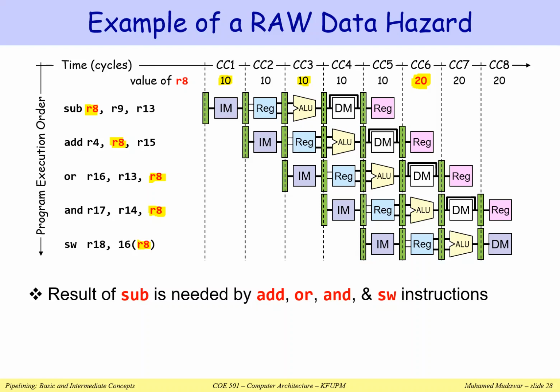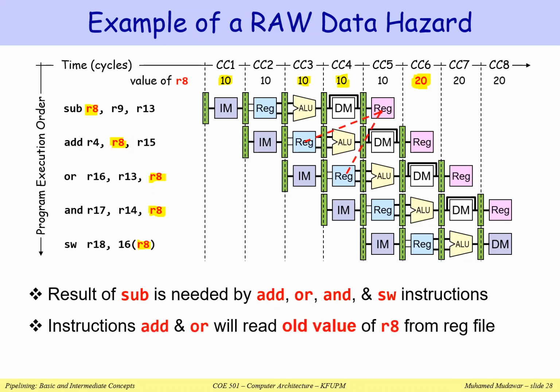Similarly, the OR instruction will read the value of register R8 from the register file at clock cycle 4, again the old value is read. You can see that the value of R8 is read before it has been written in the register file. What's interesting is the AND instruction. The AND instruction is going to read the value of R8 at clock cycle 5.